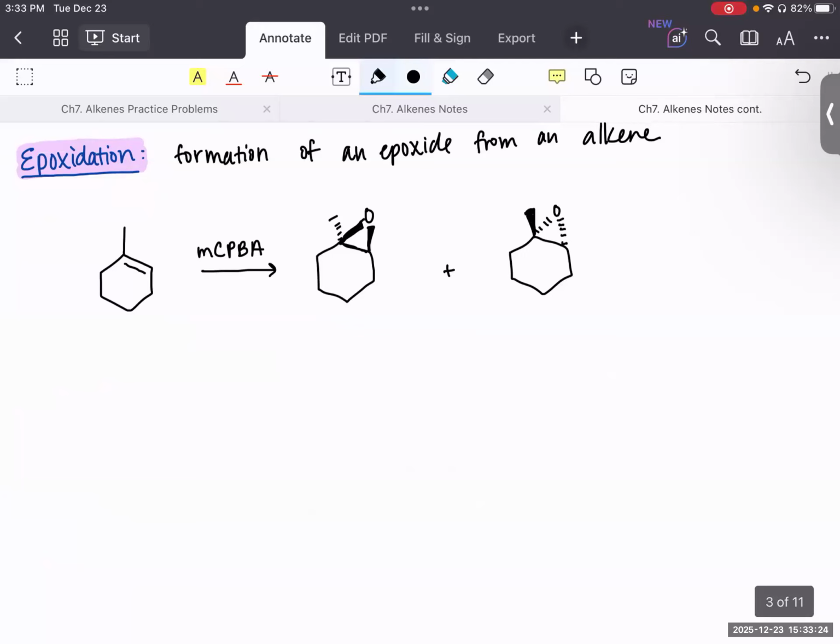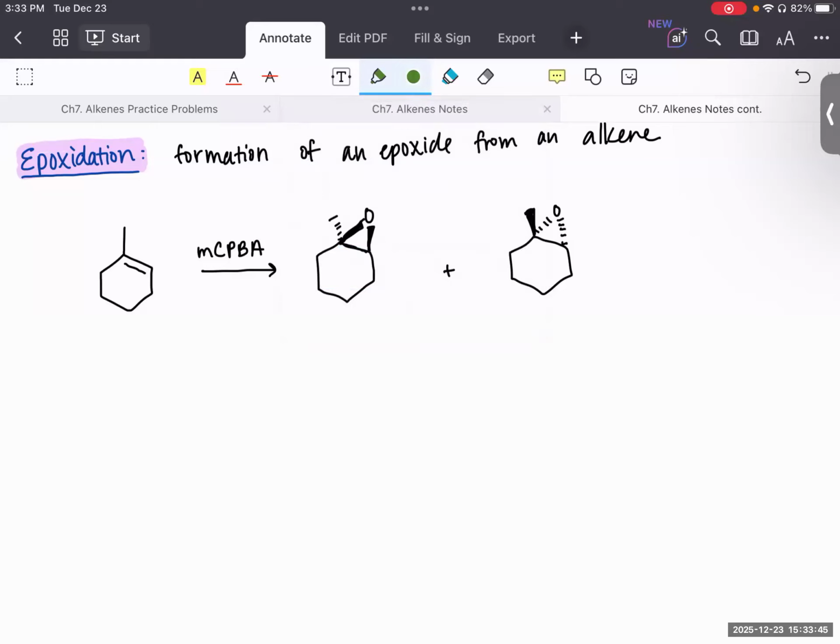All right, the next reaction that we're going to talk about is the use of mCPBA to make an epoxide. An epoxide has two bonds to an oxygen, and so we're increasing the number of carbon-oxygen bonds. And so it's also classified as an oxidation reaction.